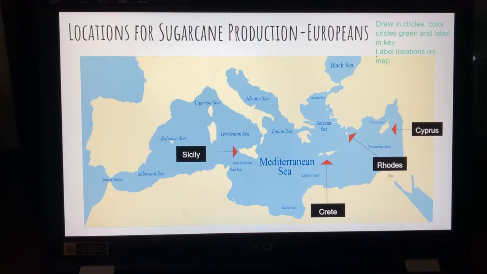The next thing we will do on our map is we're going to draw in some other circles in some European areas such as Sicily, Crete, Rhodes, and Cyprus. We will draw in circles in these areas, color them in green, or you can label the whole island green because some of these islands are really small like Rhodes. Just color in those islands as green and label their locations and label in your key locations of sugar production, which should already be labeled from the previous one where we had the Muslims.